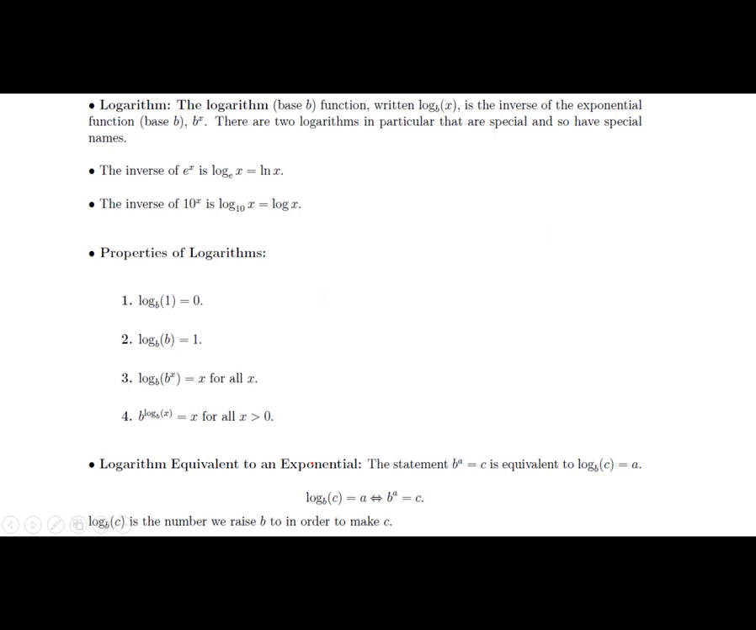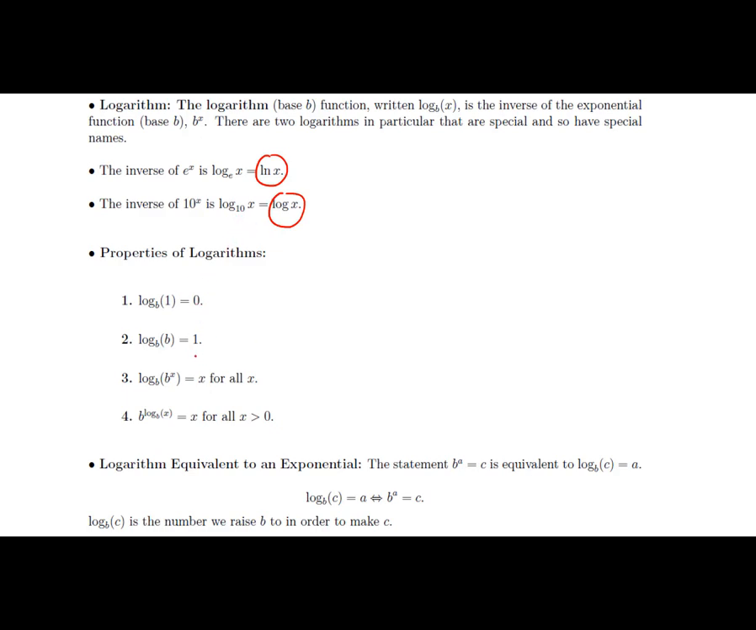So on the next page here, here's our formal write-up of what's going on. It says that the logarithm base b function, written as log base b of x, is the inverse of the exponential function b to the x. Now, there are two particular logarithms that happen often enough that we give them special names. So if the base is e, then we say it's the natural logarithm of x, as opposed to log base e of x. And when the base is 10, a lot of times we won't bother to write the 10, we'll just write log of x. So if you see either of these, just know that they mean log base e or log base 10 respectively.